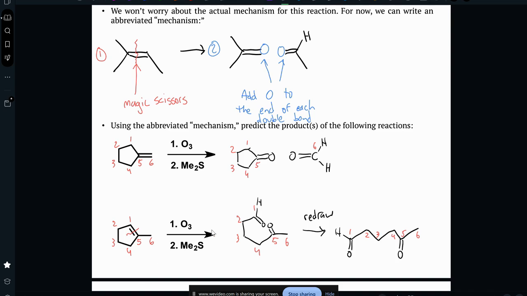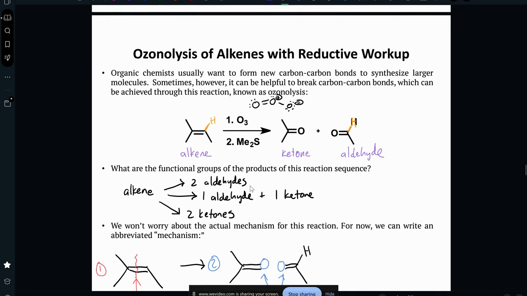If you were going backwards, if you were given the product and trying to predict what the starting material looked like, you would want to be able to take this molecule in this more linear representation and fold it back up to remake the starting material. So that's the idea with ozonolysis.